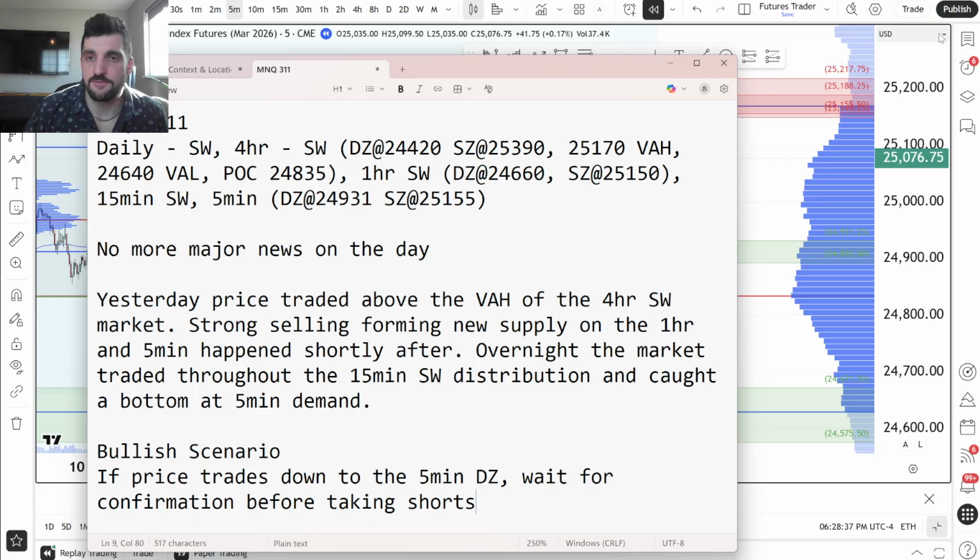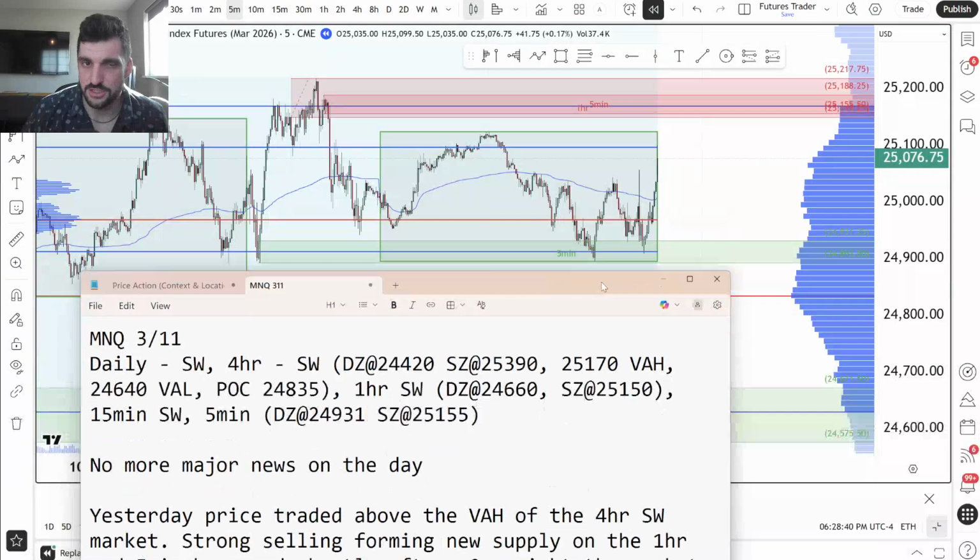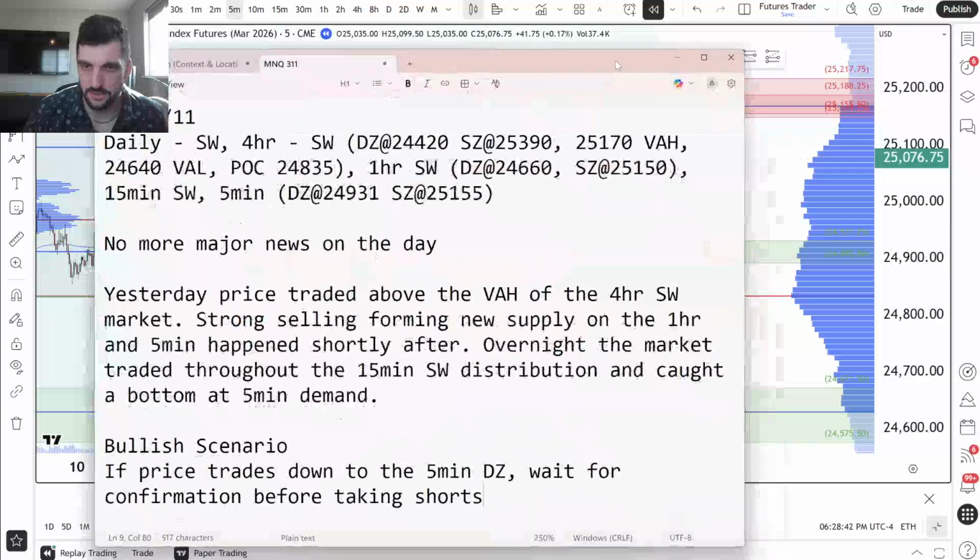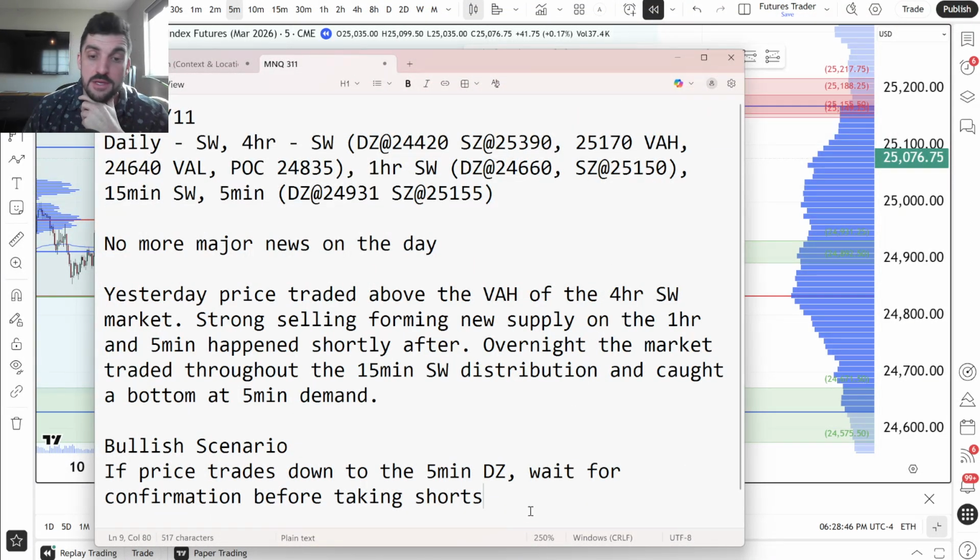This one's a little confusing because it just depends on if price gets there first or if price gets there after hitting the high of the range. So I told you this is complicated. It takes a lot of years of trading to really understand what you're doing finally. So wait for confirmation before taking longs instead of shorts, longs. And then you'd put your targets in there.